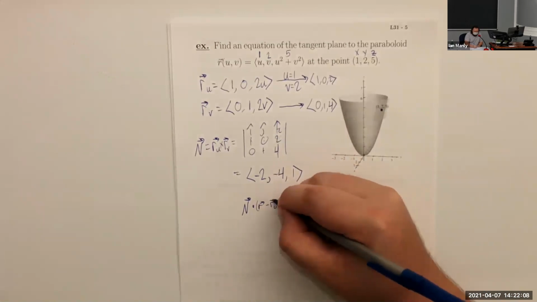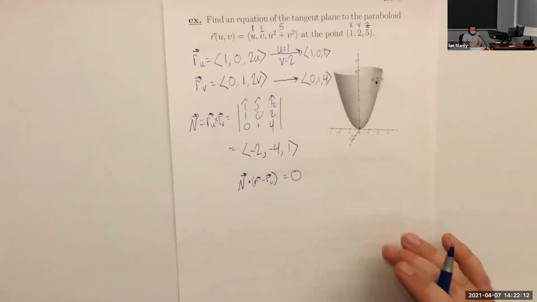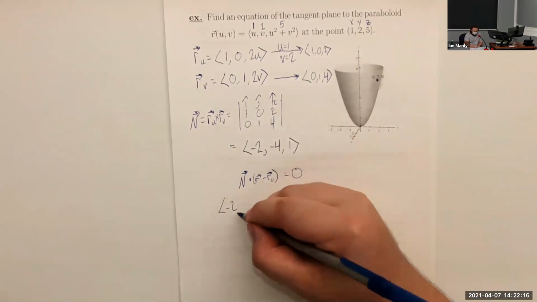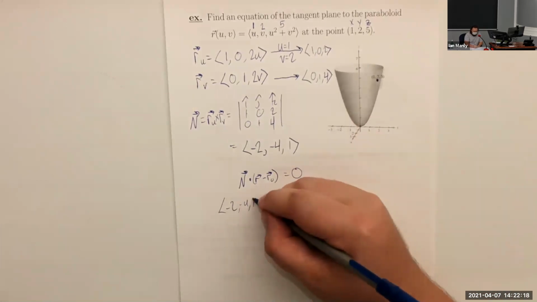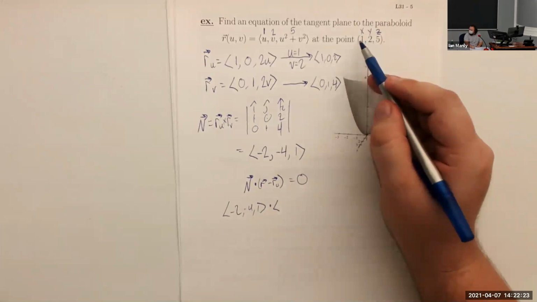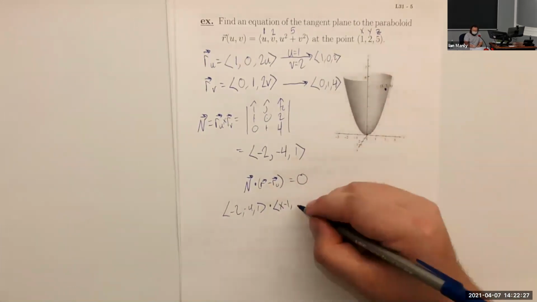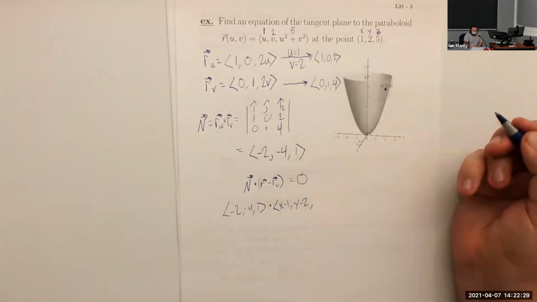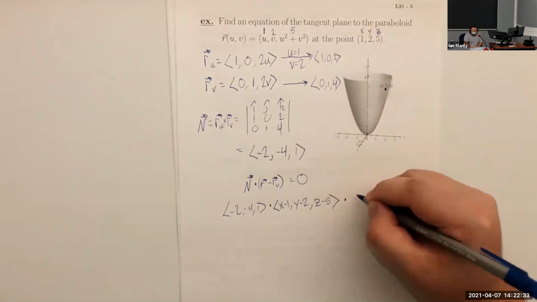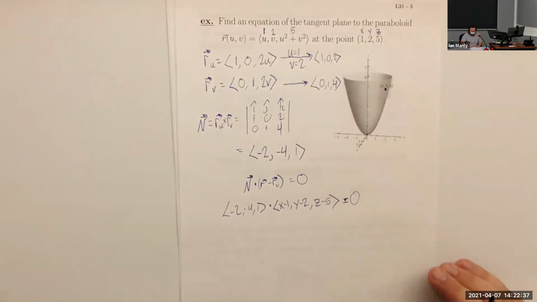R minus R naught, and that's got to be 0. All right, so what does this mean? So I take the normal vector, -2, -4, and 1, and I dot this with x minus the x value of the point, so x minus 1, y minus the y value at the specific point, so 2, and then we have z minus 5. And all of these have to equal 0 here.